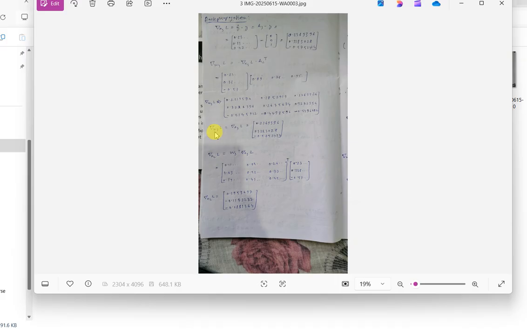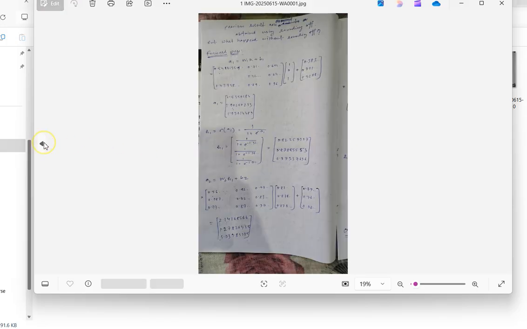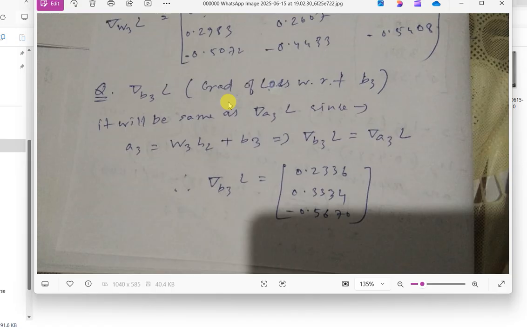What is the differentiation of loss with respect to the third bias? This is simply equal to the differentiation of loss with respect to the third pre-activation, which we already calculated. But why? The reason is very simple: the gradient of loss with respect to B3 is the same as the gradient of loss with respect to A3, the third pre-activation, since A3 is equal to W3 H2 plus B3. So if we take the differentiation of loss with respect to B3, this will be exactly equal to the gradient of loss with respect to A3, and all other things will be cancelled out.